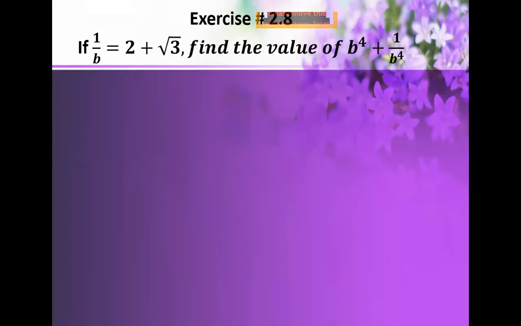This question. Now look here: if 1 upon b is equal to 2 plus under root 3, find the value of b^4 plus 1 upon b^4. Now, one minute, I'm going to explain it with the video. Please tell me, is it clear or not?